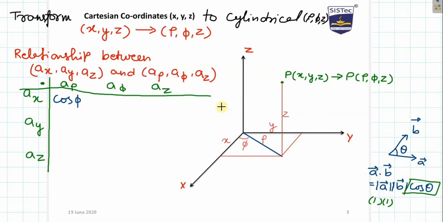Now ax dot a phi. Let's make it simpler. In this direction it is a rho, in this direction it is a phi, and in this direction it is z. All are mutually perpendicular.